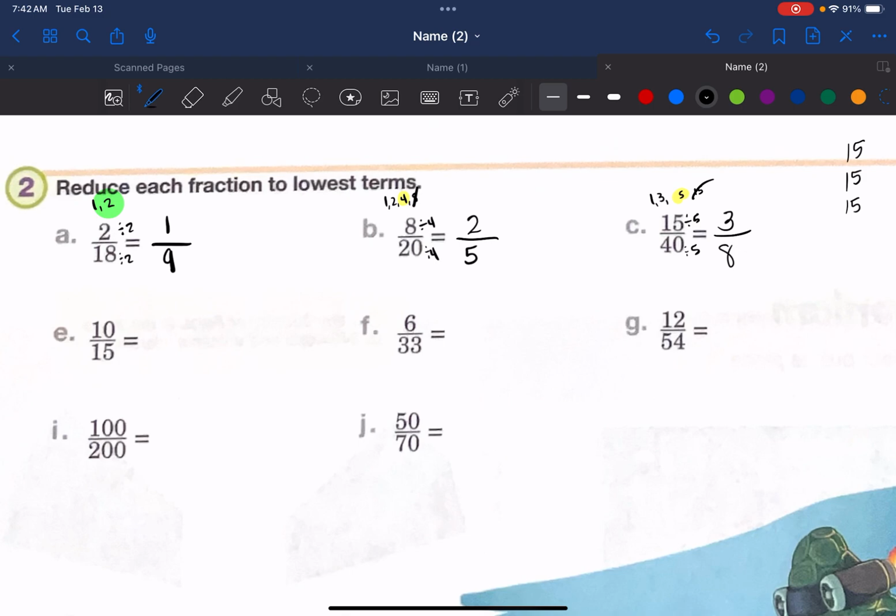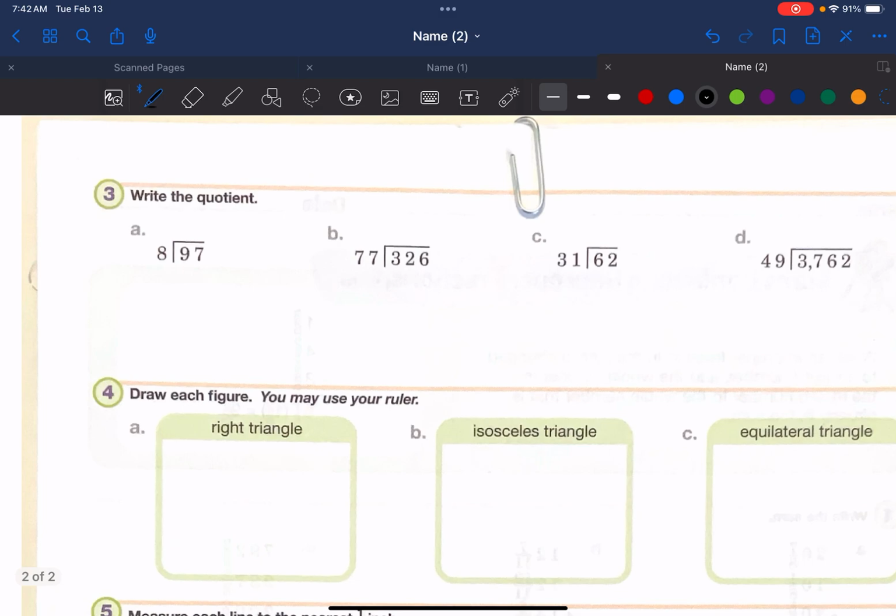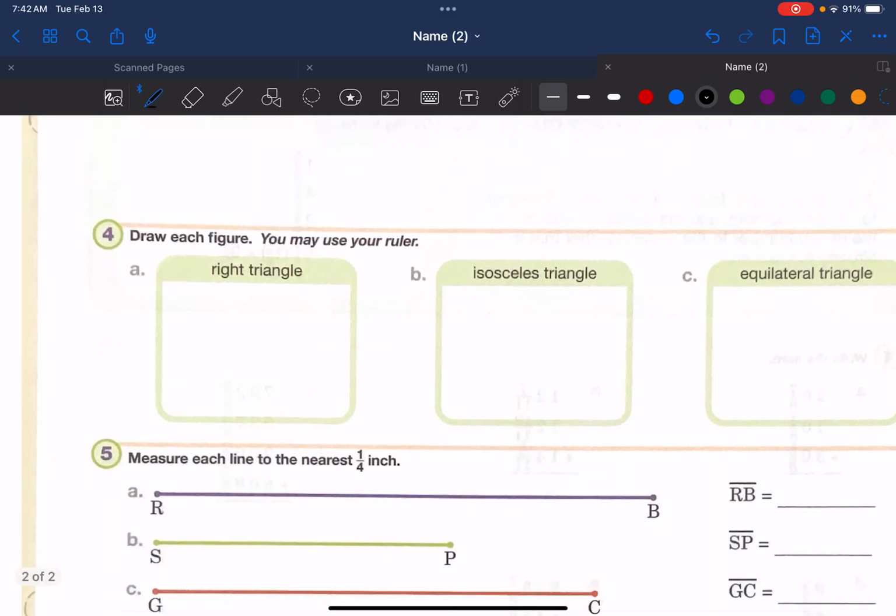Reducing means make smaller. If I say we need to reduce the waste or reduce our recycled papers, it means we're getting less. We're making it smaller. That's what reducing a fraction means. Okay, on the back side, write the quotient, so you're just practicing your division.